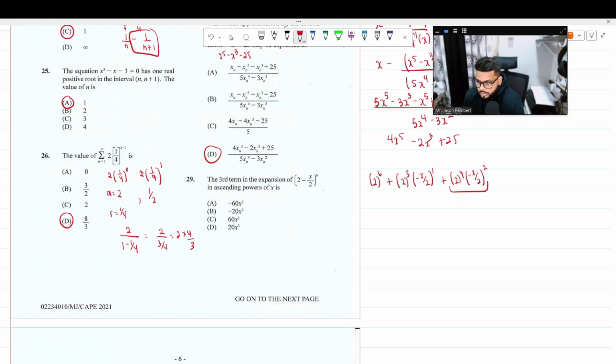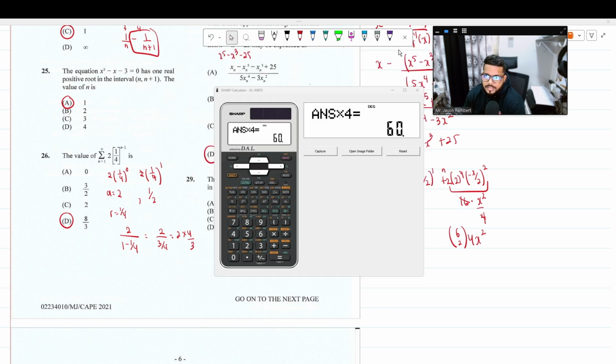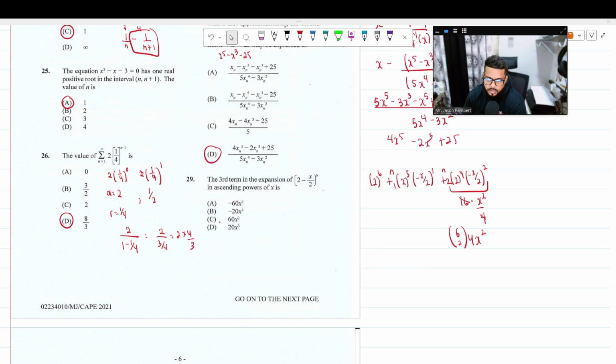Now the third term, this is my third term. 2 to the power 4 is 16 multiplied by x squared over 4, and the 4 and the 16 go away to give me 4x squared, and I have to multiply this by the coefficient, which would be NC2, which is going to be 6C2. So 6C2 is what? 15 by 4 is 60, 60x squared.